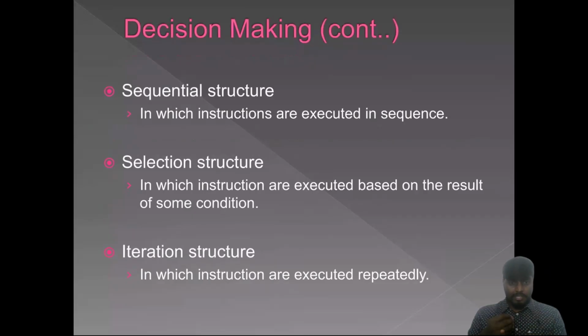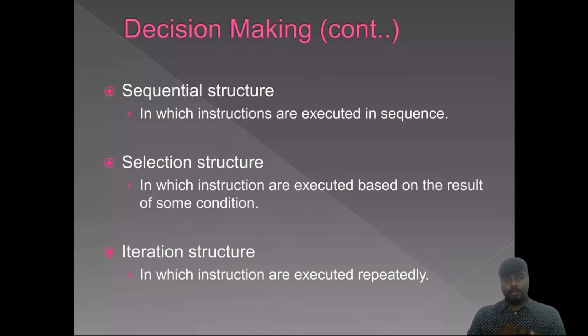In the selection structure, the instructions are executed based on the result of some condition. Let's say we're given a condition A is greater than B. If that condition is true, the next step will execute. If the condition is false, it will skip to some other step. In the iteration structure, the instructions are executed repeatedly for some number of times. The number of times is defined based on the condition.